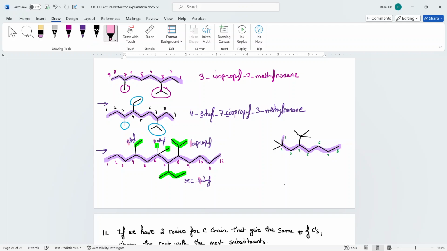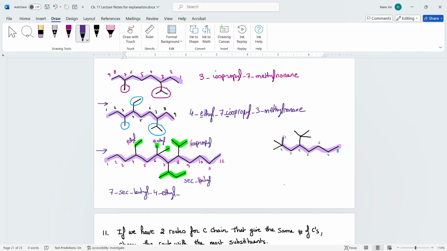Let's highlight all of those. Arrange in alphabetical order. The butyl comes first. So that is going to be 7 sec-butyl. Okay, notice the YL is very important, telling me that all of those are substituents there. On carbon number 4, I have the ethyl because the E comes next. So that is going to be 4 ethyl.